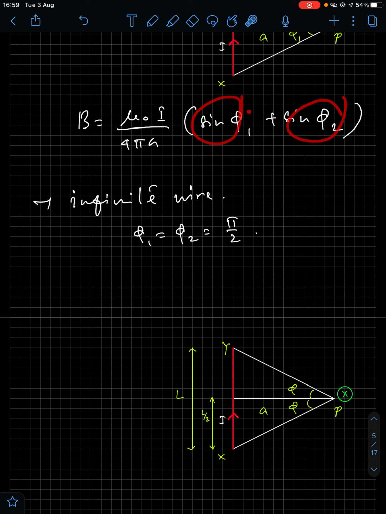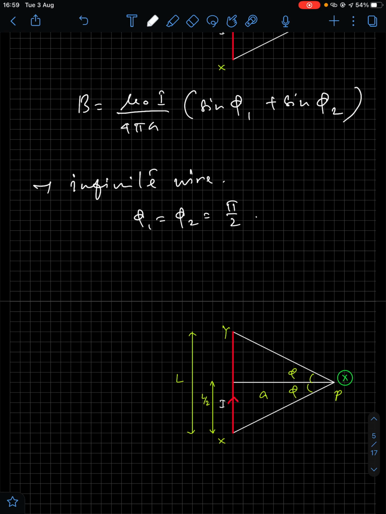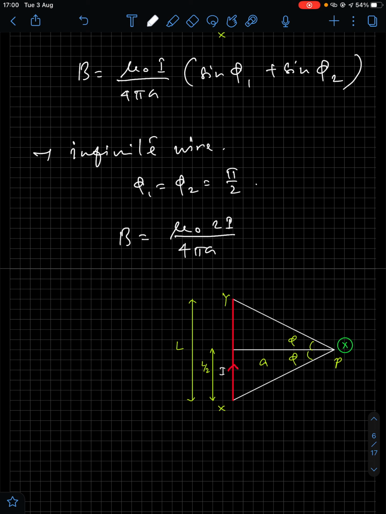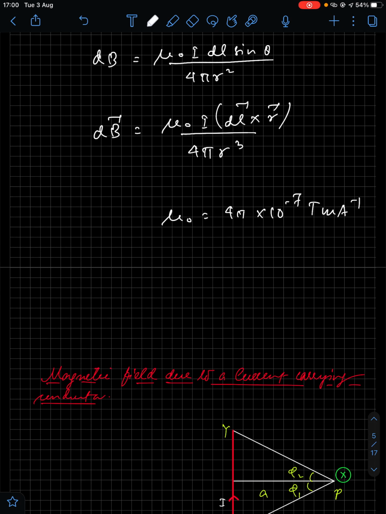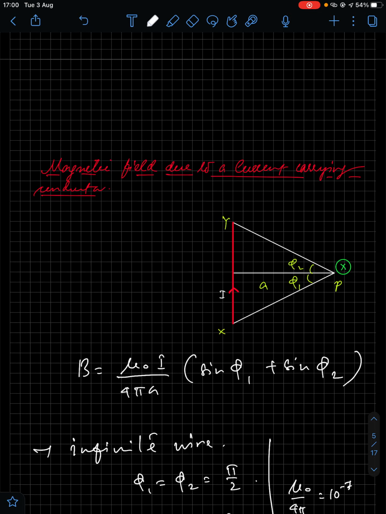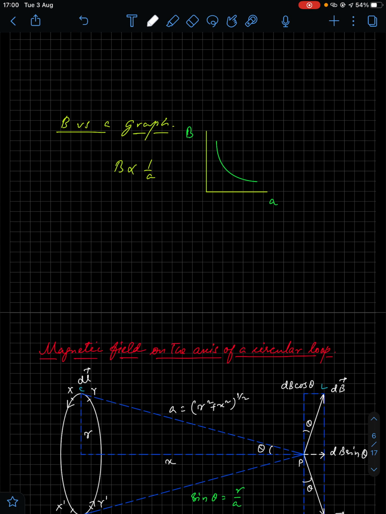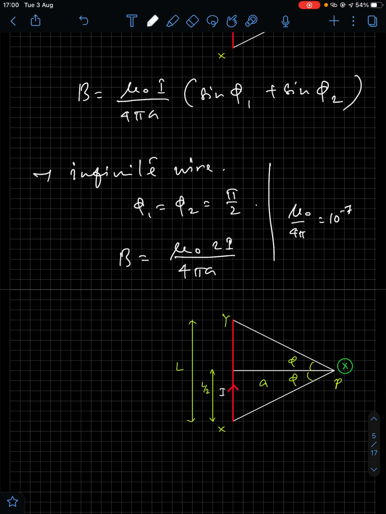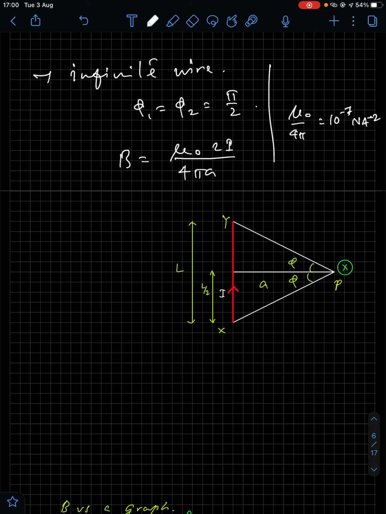So in such a case, the above relation, sin 90 plus sin 90, sin pi by 2 plus sin pi by 2, you get a 2 here. So this relation will become B is equal to mu naught twice I by 4 pi a. This mu naught by 4 pi value is 10 to the power minus 7 Tesla meter per ampere. Also you have another unit for this, which is Newton per ampere square. This is also an equivalent of that.